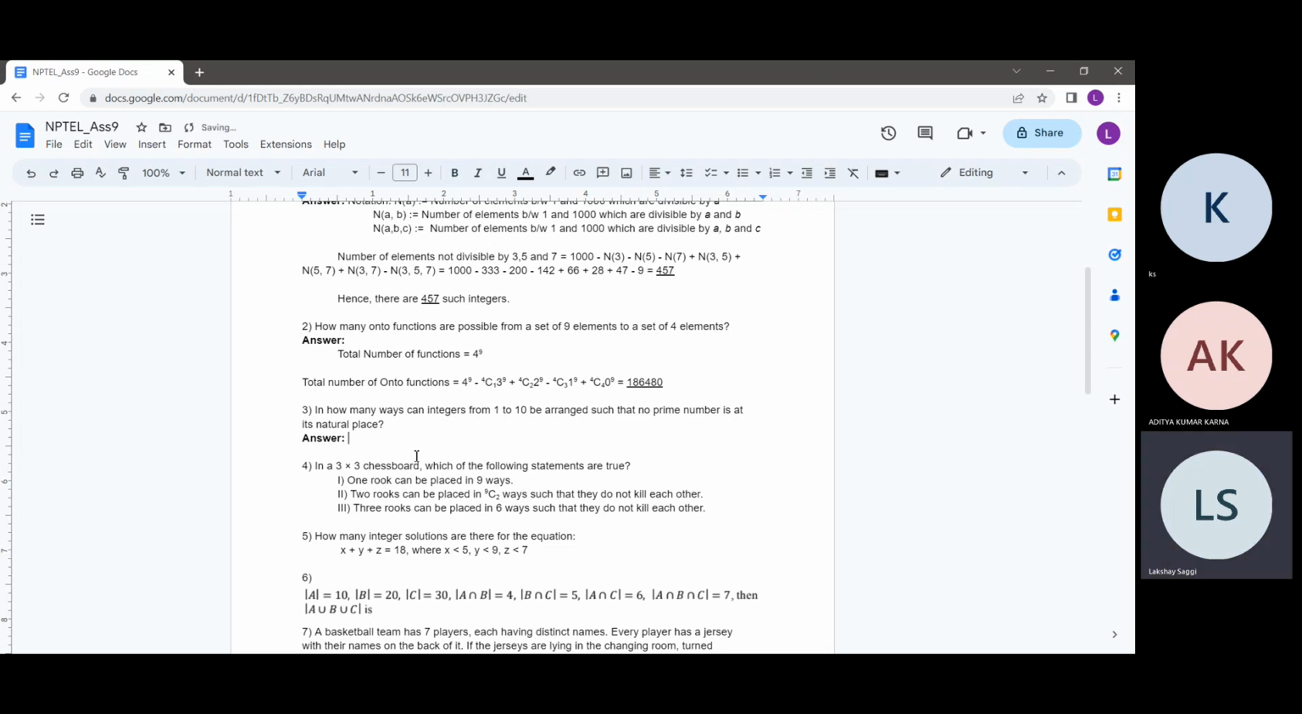So now let's come to the third question. The third question says: in how many ways can integers from 1 to 10 be arranged such that no prime number is at its natural place? So for this, first of all, let's see what it's asking: in how many ways can integers from 1 to 10 be arranged so that no prime number is at its natural place.